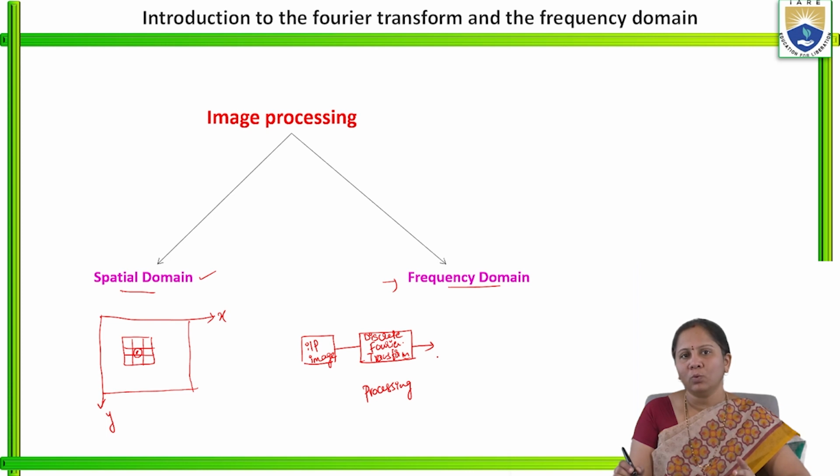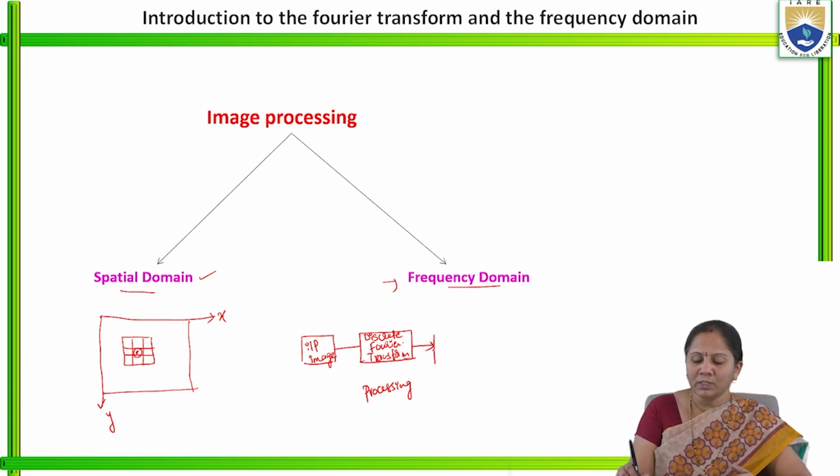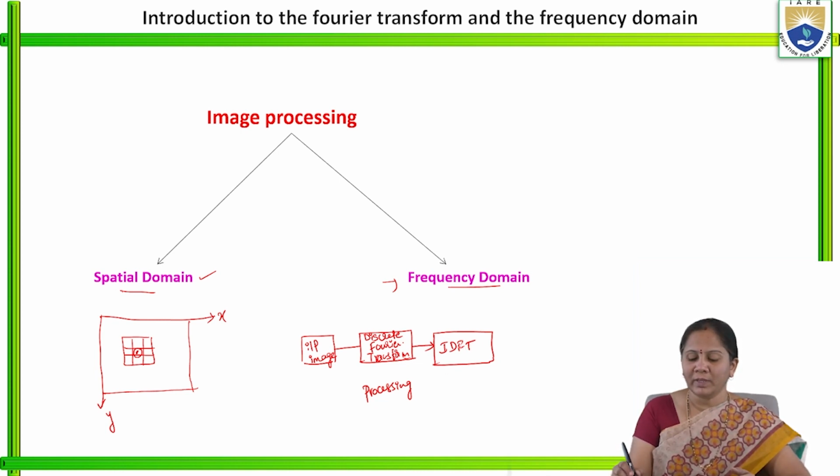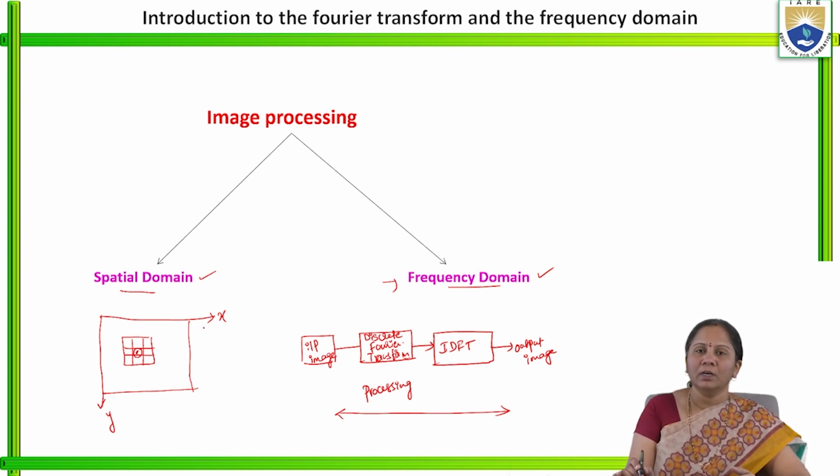In order to get the original image again, we have to use another block which is called the inverse discrete Fourier transform. If we use this inverse discrete Fourier transform, from that frequency domain, the output image will again be converted into the normal one, which is the enhanced one. So this is how the operation is performed in the frequency domain. This is the major difference between the operation on the image in the spatial domain and the frequency domain.